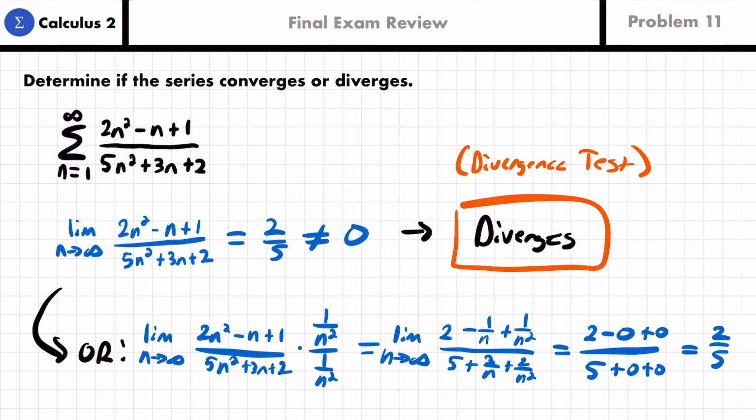It may be the case that sometimes that limit is too complicated to solve, so you wouldn't want to use the divergence test in that case. There's most likely another test that is going to work way better. So if the limit gets too complicated or something and you can't solve it, just move on to a different test. That's my general advice there. Okay, but that's it for this problem. Let's move on to the next one.